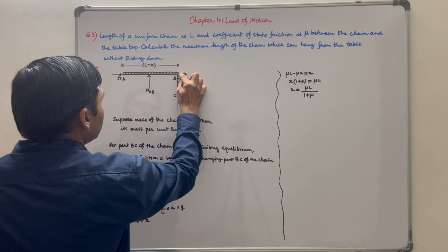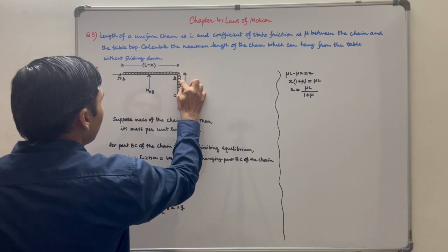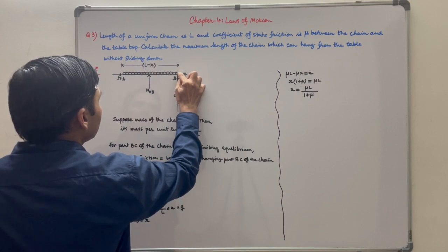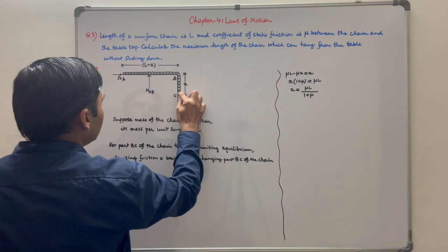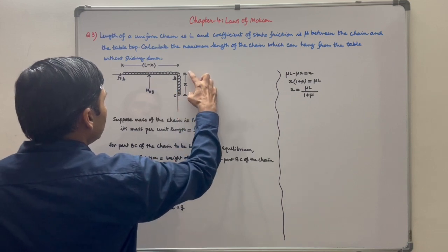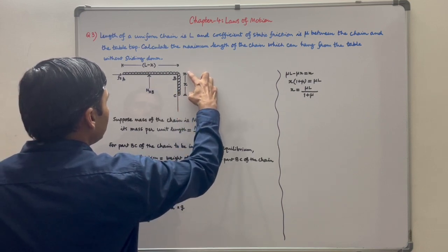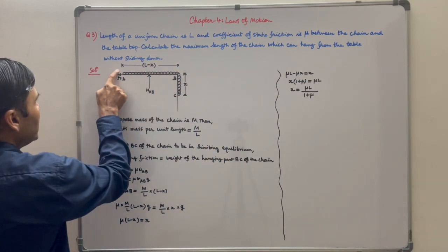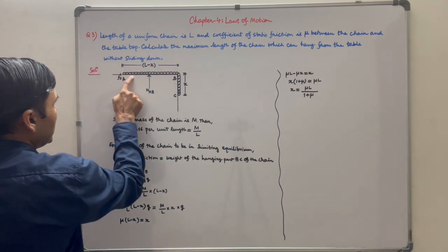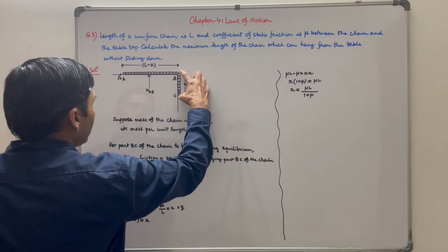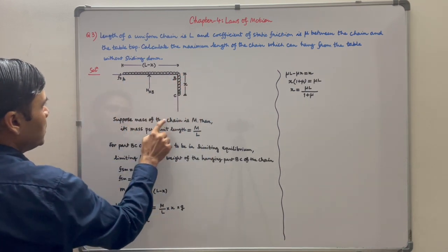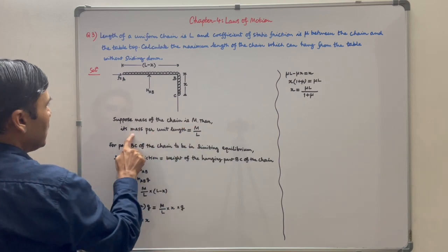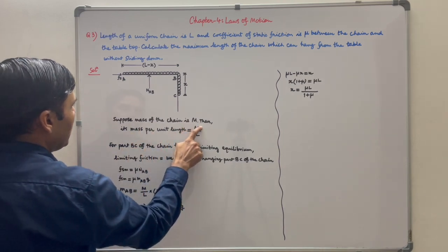As the hanging part keeps increasing, its weight also keeps increasing. At a certain point of time, due to increasing weight, this chain starts sliding down on its own. We have to calculate that maximum length of the hanging part x. At that point, limiting friction of this chain will be equal to weight of the hanging part. Suppose mass of the chain is m, then mass per unit length will be equal to m by L.